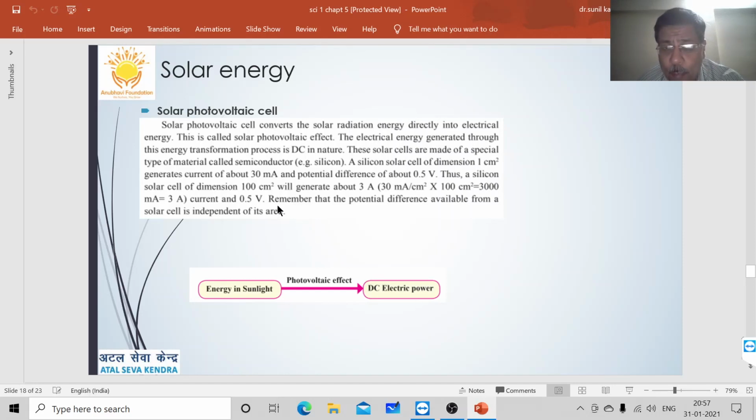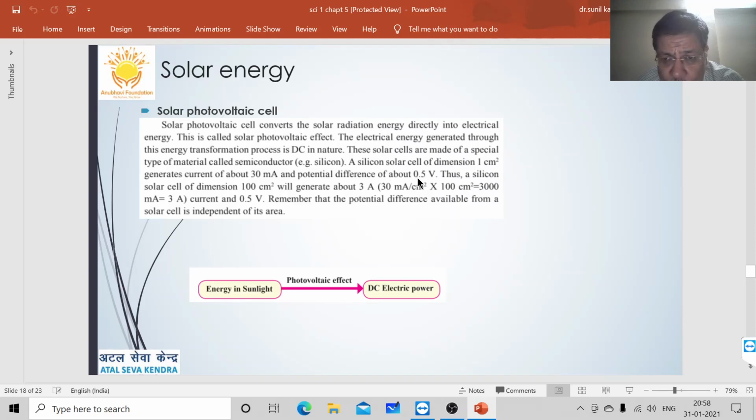The next most important green energy source is the solar photovoltaic cell. A solar photovoltaic cell converts the solar radiation energy directly into electrical energy. This is called the solar photovoltaic effect. The electrical energy generated through this method is used as DC current, or direct current. These solar cells are made up of special types of material called semiconductors.